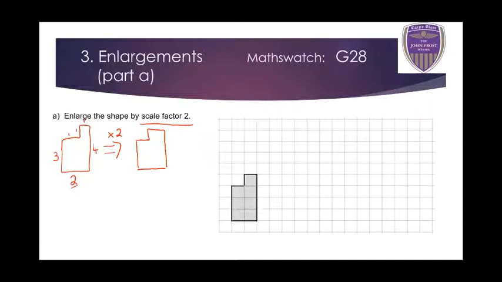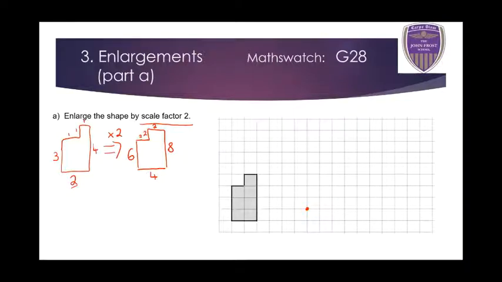So 2 times 2 is 4, 4 times 2 is 8, 1 times 2 is 2, 1 times 2 is 2, 1 times 2 is 2, and 3 times 2 is 6, okay? So this is the new shape we need to draw now, okay? So let's just pick a point on our graph paper. So this is the bottom left corner of my shape now, okay?